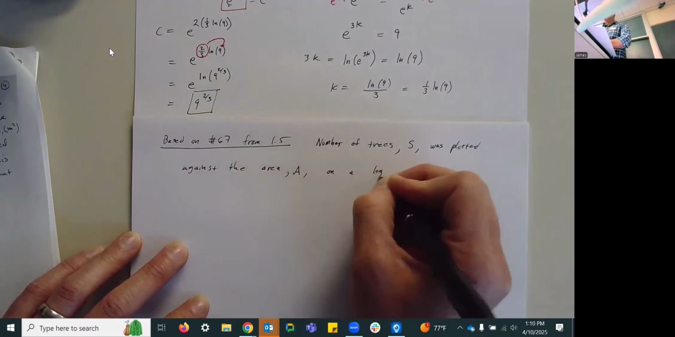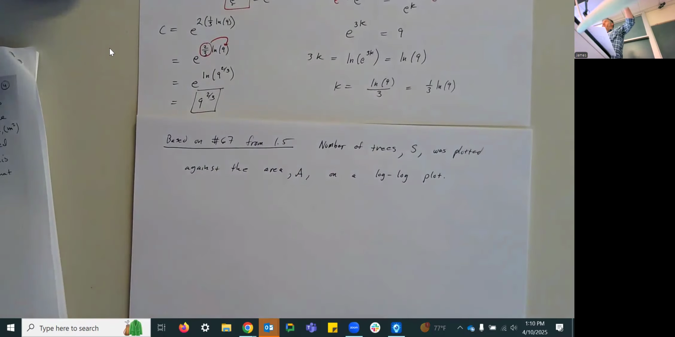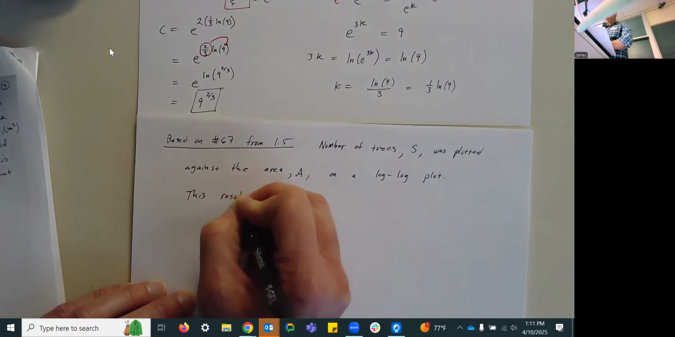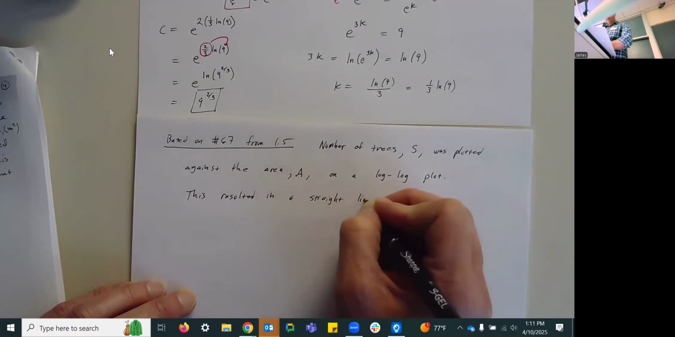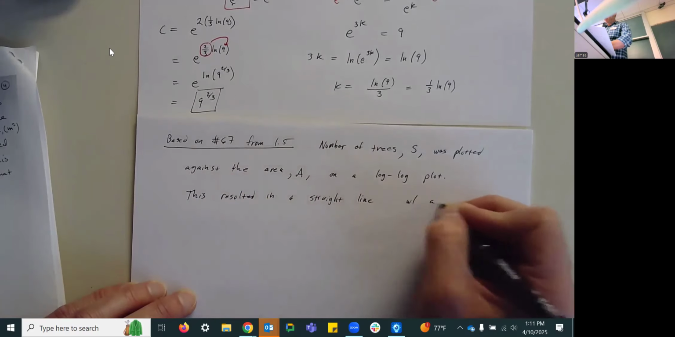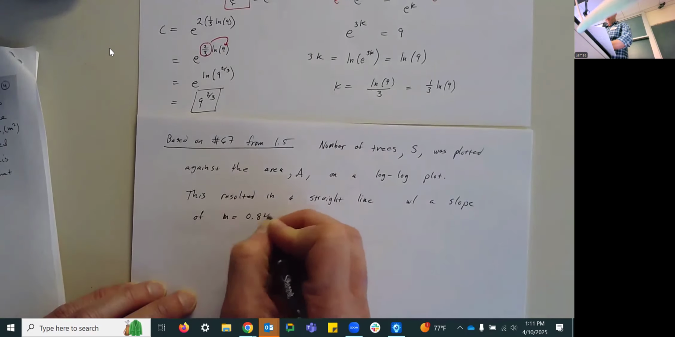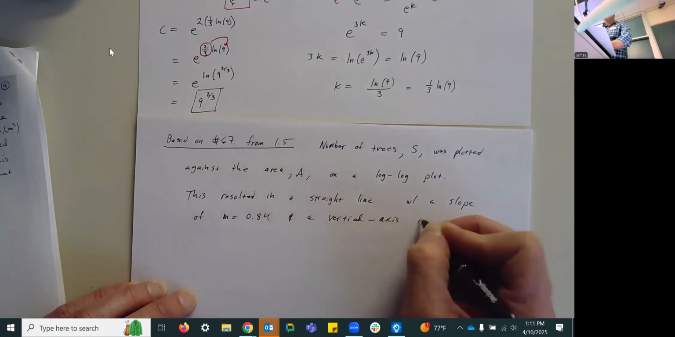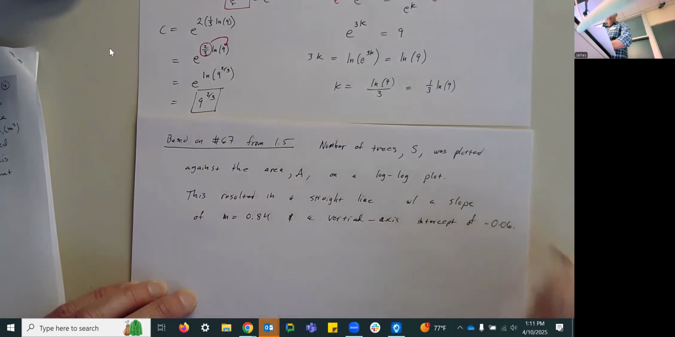on a log plot, meaning our data is the log of the inputs and the log of the outputs, not the actual values themselves. And what we got was this resulted in a straight line, which is almost always going to be the case with these kind of problems, with a slope of 0.84 and a vertical axis intercept of negative 0.06.